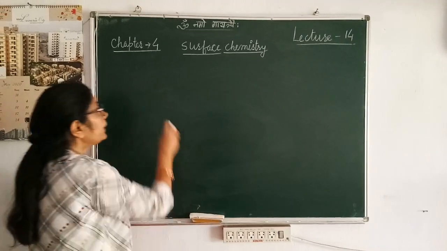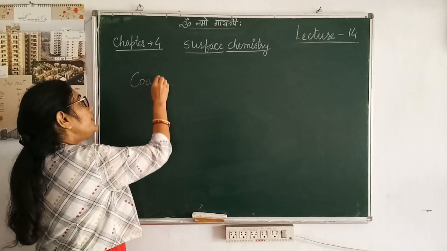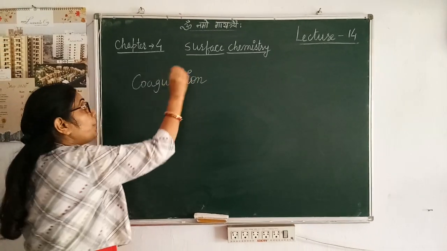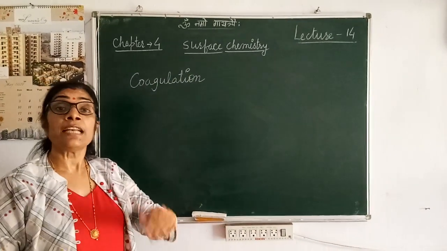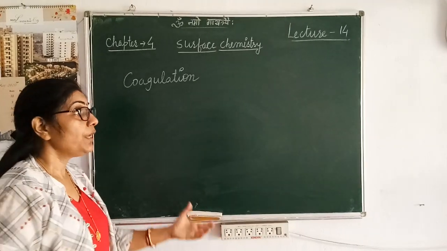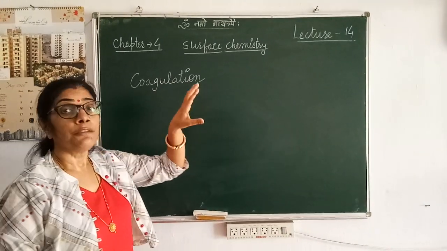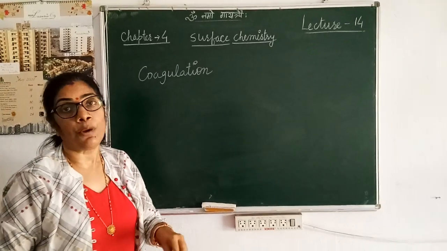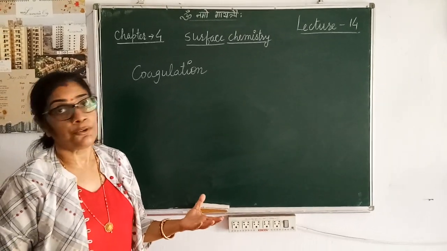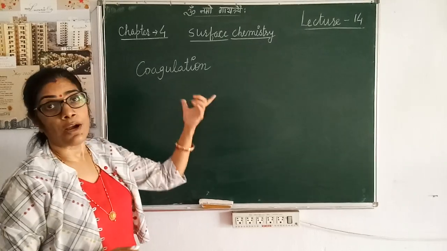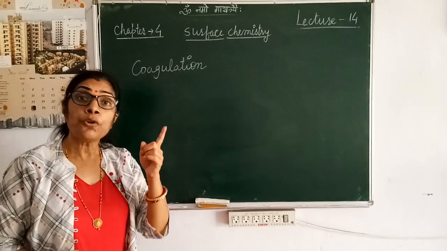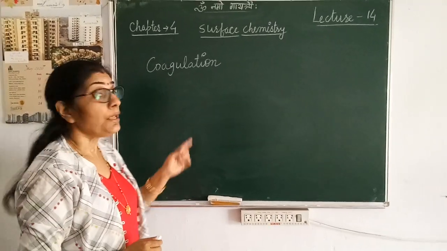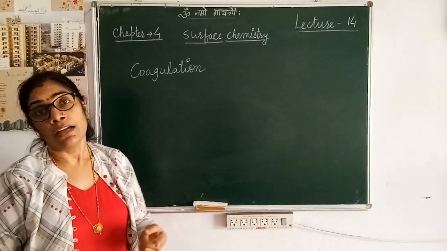And one more important thing is coagulation, which is also known as precipitation of colloids as well as flocculation of colloids. So what is coagulation? The property of settling down of colloids by adding excess of electrolyte is known as coagulation. Normally lyophobic colloids easily get coagulated or precipitated. Why is it so? Because they are unstable.